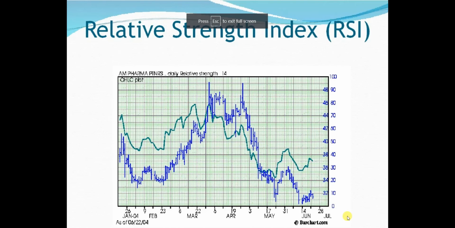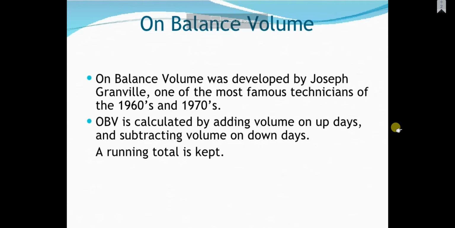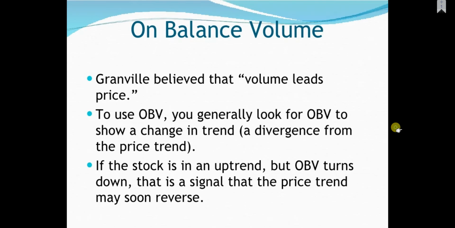Okay, so next is the on balance volume. On balance volume was developed by Joseph Granville, one of the most famous technicians of the 1960s and 1970s. On balance volume, OBV, is calculated by adding volume on up days and subtracting volume on down days. A running total is kept. So Granville believed that volume leads prices. To use OBV, you generally look for the OBV to show a change in trend or diverge from the price trend. If the stock is in an uptrend but OBV turns down, that is a signal that the price trend is soon to reverse.